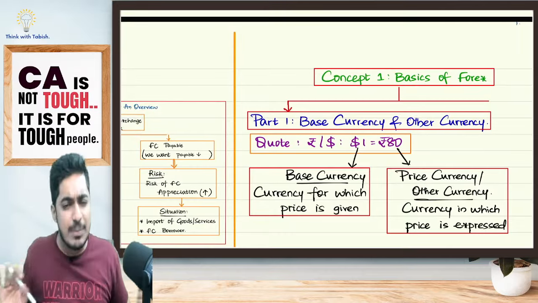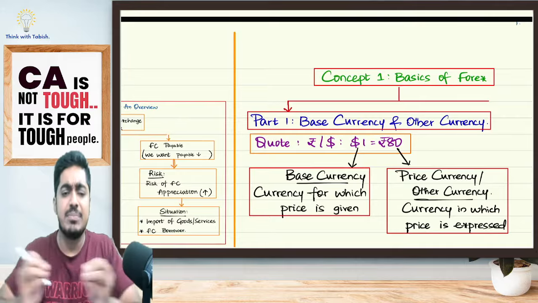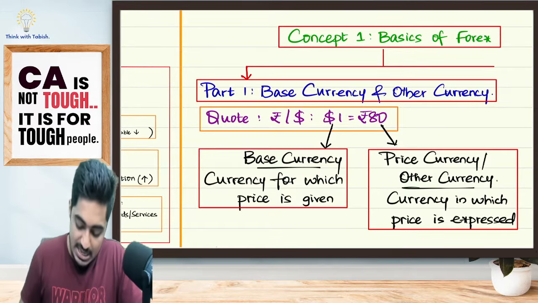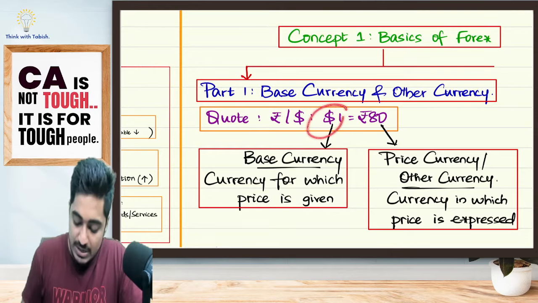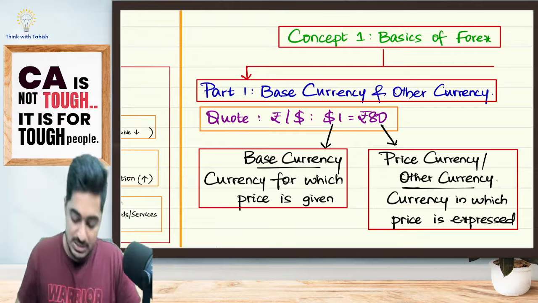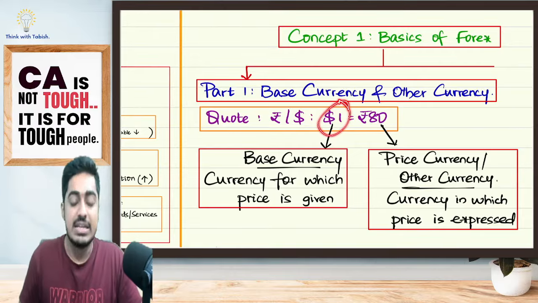Next comes concept 1, basics. This is going to be the entire base for the chapter. First is part 1, base currency and other currency. Imagine rupee per dollar. Dollar 1 is equal to 80 rupees. What does it tell? For $1, I have to pay 80 rupees. What is the base currency? Here it is dollar.